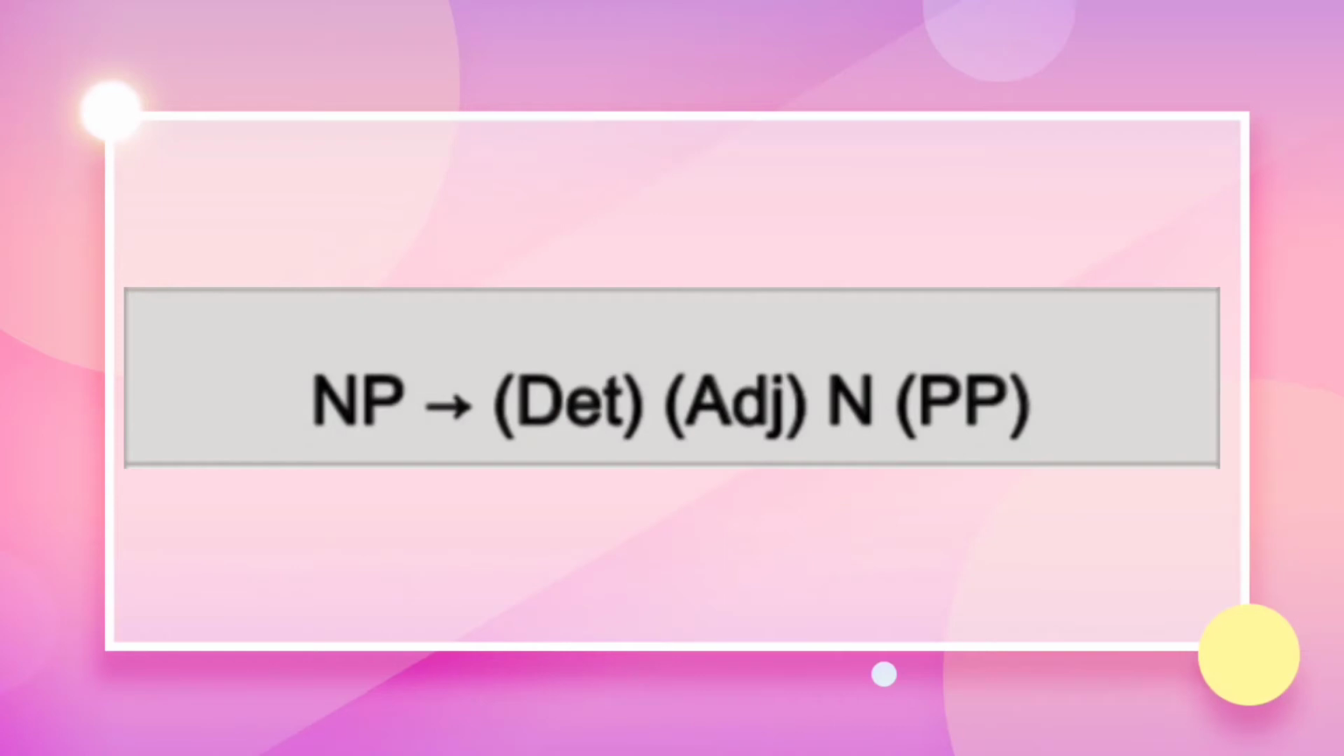Next is the noun phrase, which needs to have minimally a noun in order to be formed. It can consist of just one word, just like "chair." But it can also have a determiner like "the chair." It can also have an adjective like "the blue chair." It can also have a prepositional phrase like "the blue chair in the corner." But keep in mind that these are just optional, okay? A noun is the minimum requirement in order to have a noun phrase.